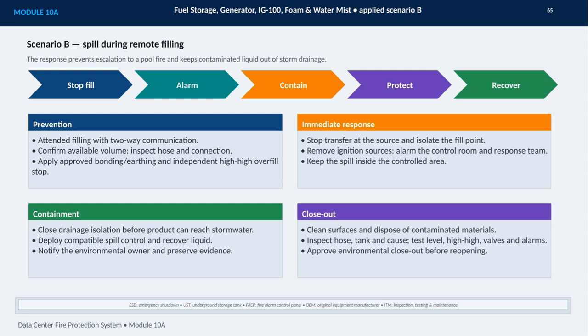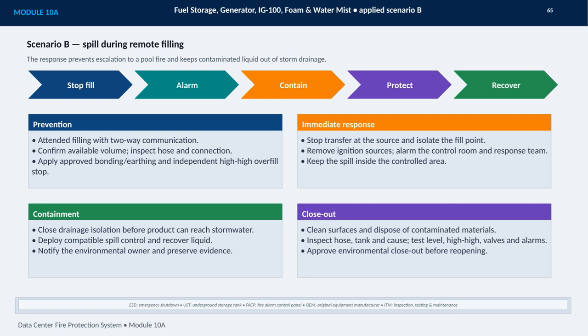The most important prevention measure is attended filling with reliable two-way communication. Before transfer begins, confirm available tank volume, inspect the hose and connection, apply approved bonding and earthing, and verify that an independent high overfill stop is available. If a spill occurs, stop transfer at the source, isolate the fill point, remove ignition sources, and notify the control room and response team. Keep the release inside the controlled area.